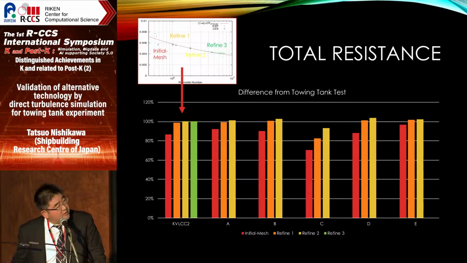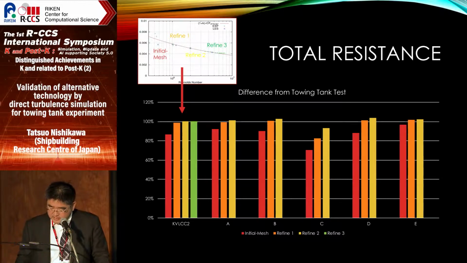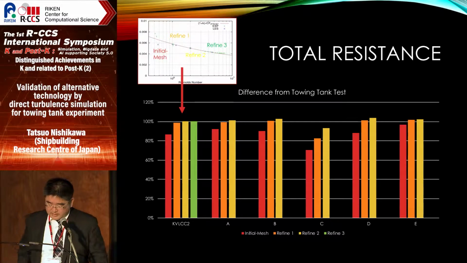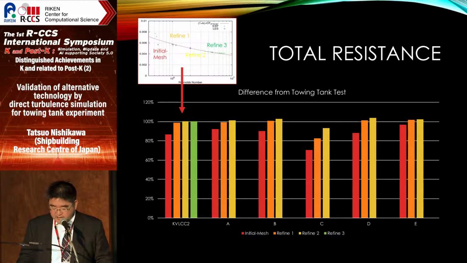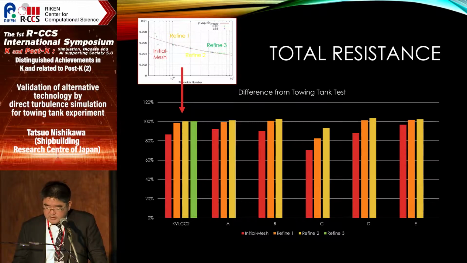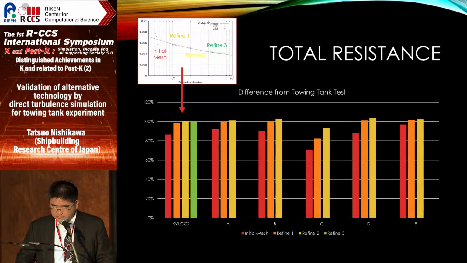but for the refined meshes, the orange and yellow bars estimate the experiment with high accuracy. But in case C, you can see that the results at all resolutions were underestimated. The reason for this is that the turbulence stimulator didn't work properly in this simulation, and it remains as future work. But from another point of view, very important information was obtained, and I think it will be very useful for the actual towing tank experiment.